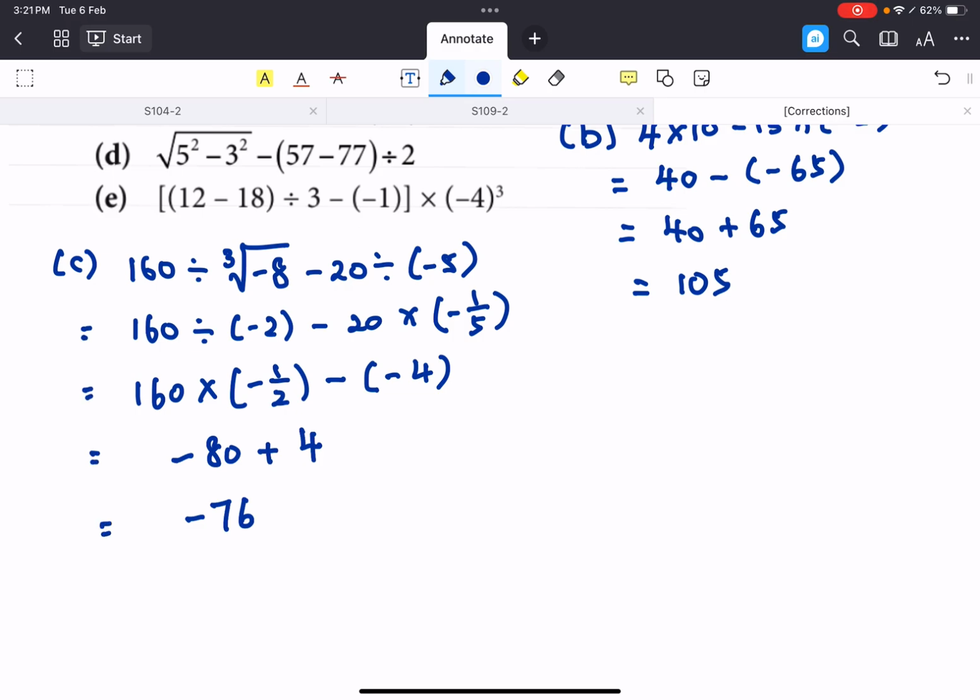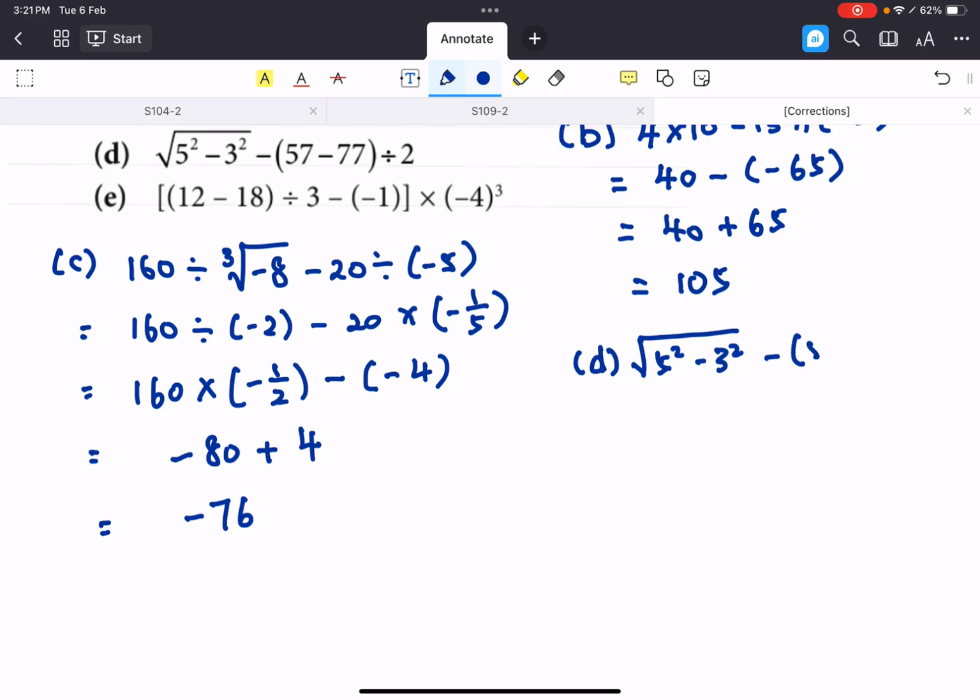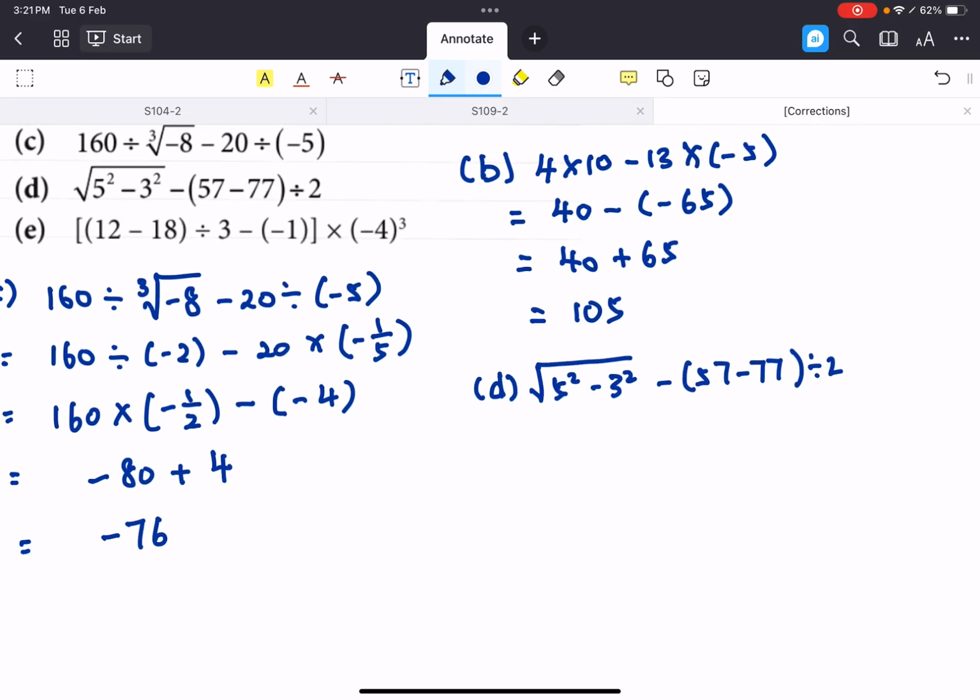There we go. Alright, okay, let's see, where can I write part D? Well, I can put part D here. Part D, we have the square root of 5 squared minus 3 squared minus 57 minus 77 divided by 2. Okay, that's fine, right? So let's take a look. From here, this is the square root of 25 minus 9 minus, this is negative 20 divided by 2. So this is square root of 16 minus negative 20 divided by 2 is negative 10, right?